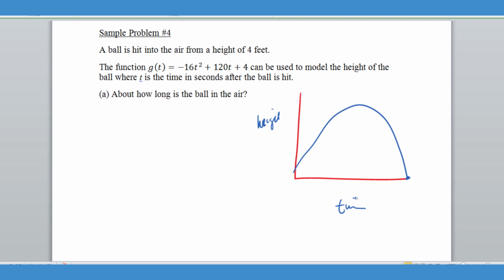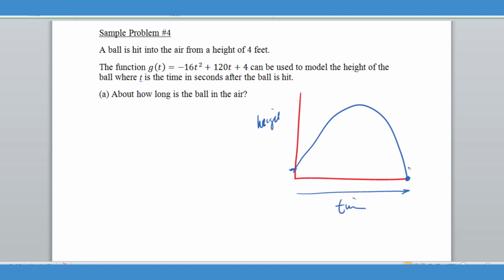So we're trying to figure out in part A about how long the ball was in the air. So we want to know how long it took until it came back down here and had a height of 0. That's where it hit the ground right there. So it was in the air from the time it came off the bat right here at 4 feet off the ground. It was in the air all the way until 0.